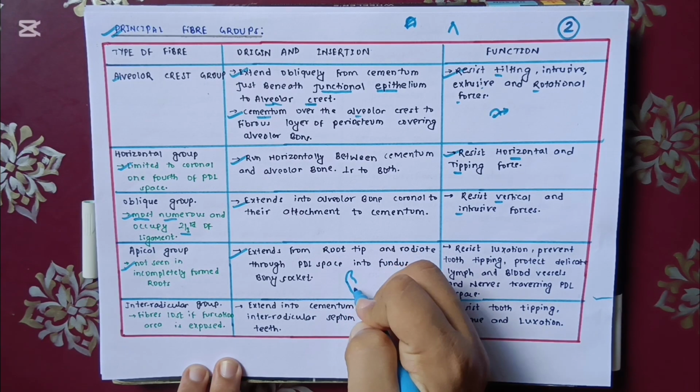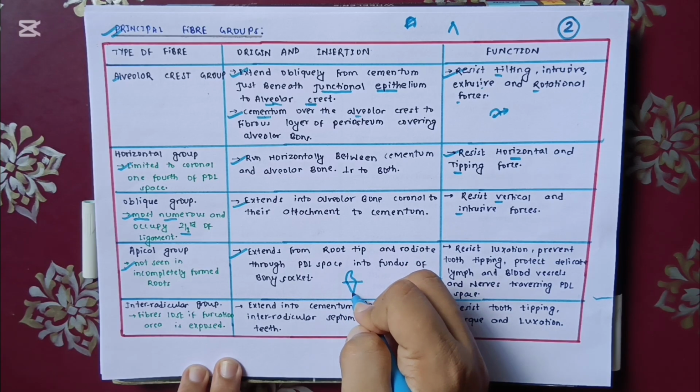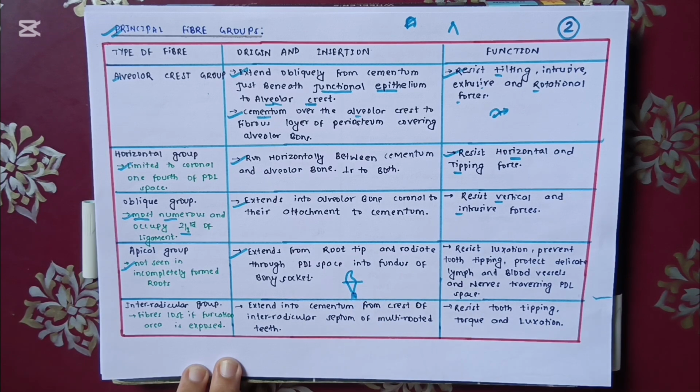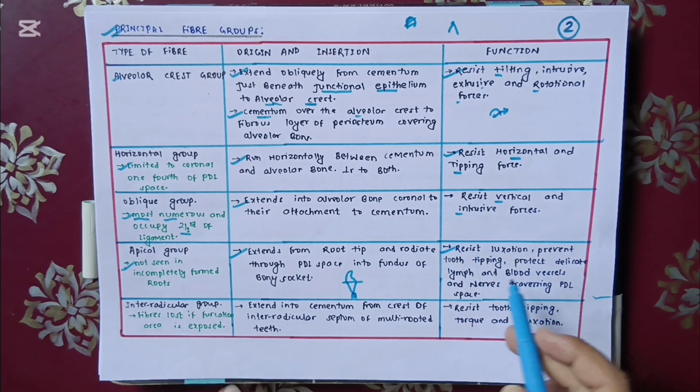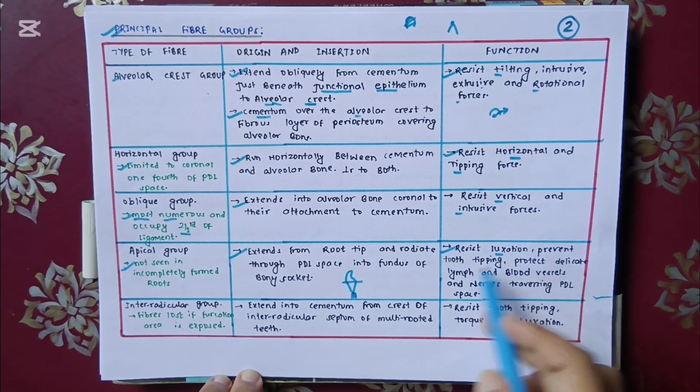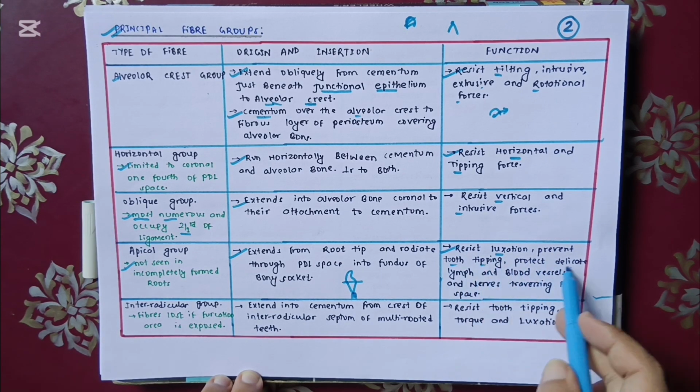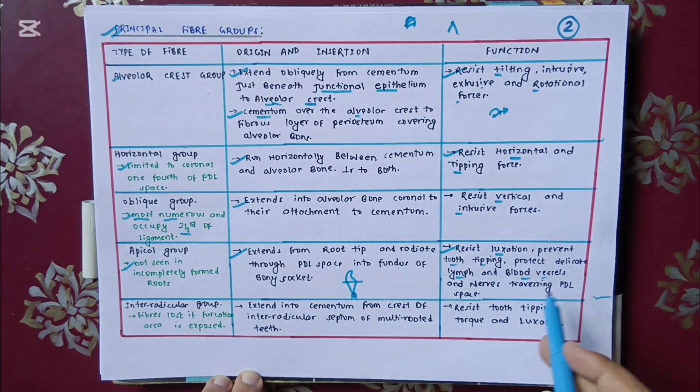So just think this is a tooth. This is a crown and this is a root and this is the apex of the root. So from the apex to the alveolar bone, this fiber is the apical group of fiber. It resists the luxation, prevents the tooth tipping, and protects the delicate limb, blood vessels and the nerves traversing the periodontal space.